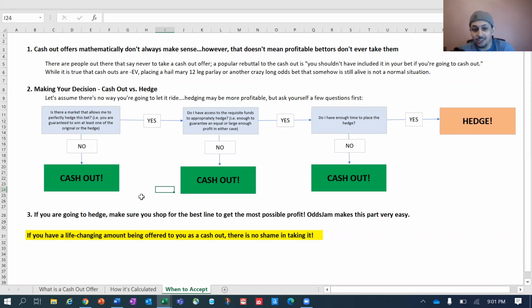And lastly, throw an odd jam into this. If you're going to hedge it, make sure you shop for that best line. That makes such a difference. Obviously, when I showed you the FanDuel cash outs on the other sheet, that's based on FanDuel's lines. So if, let's say, I had the Browns at -126 there. If the Browns were -115 on, let's say, DraftKings, take it on DraftKings and you're going to make more.